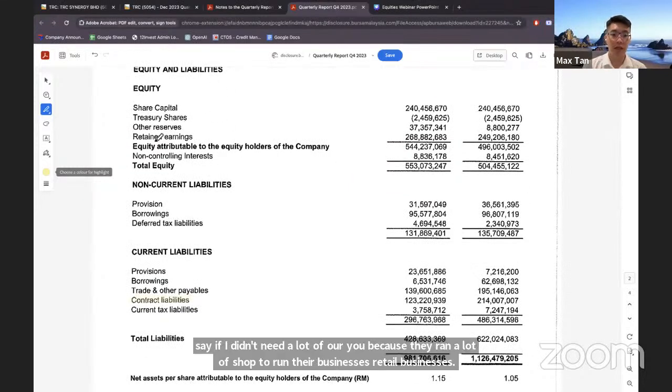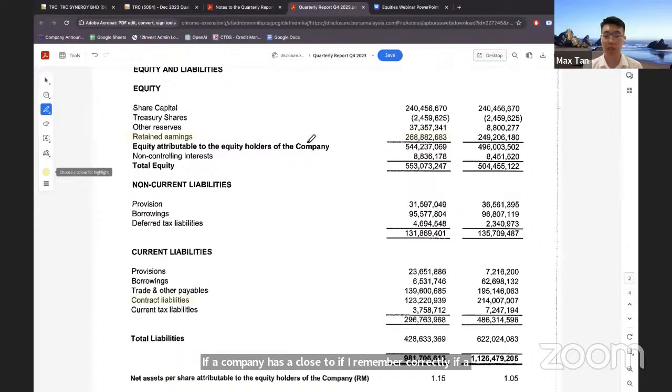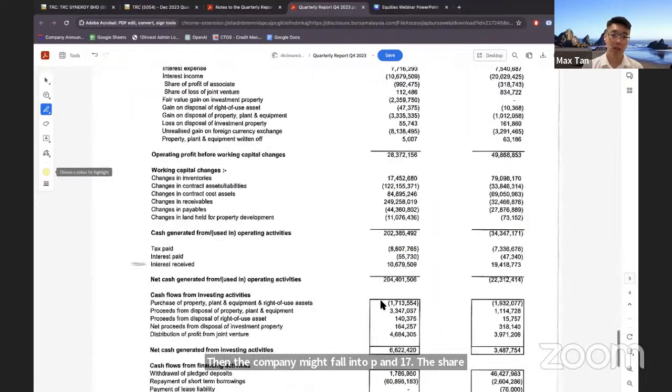Equity part is a bit complex. Honestly, I think this is not something for a beginner to really dig into too deep. But look into the retained earnings of a company, whether the company has made a lot of profit previously. If I remember correctly, if a company has less than 50 million in retained earnings or shareholder equity, if a company has very low retained earnings, be careful. If they have another 1 or 2 quarters of losses where they have negative retained earnings or retained losses, then the company might fall into PN17. The share price will also fall drastically. Okay, on those cases.